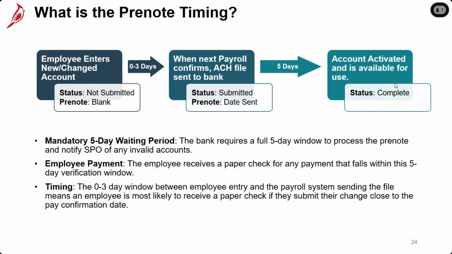The waiting period, we actually switched from 3 days to 5 days because we had situations where multiple payrolls were running in a day, and on the second payroll, those new accounts were being used already because the 3-day waiting period wasn't sufficient to give SPO time to validate the invalid accounts. If it has not pre-noted yet, the employee receives a paper check for any of those payments that fall within that window.